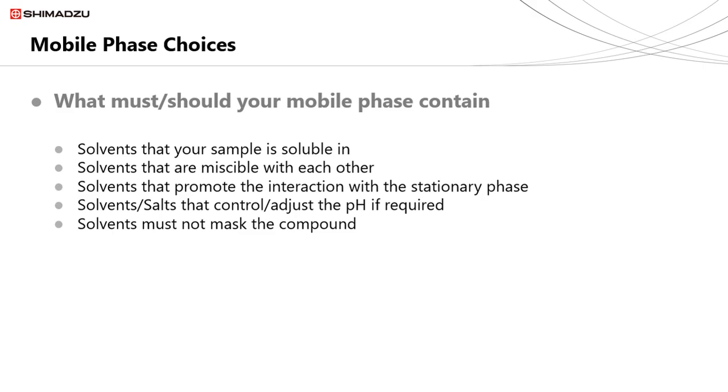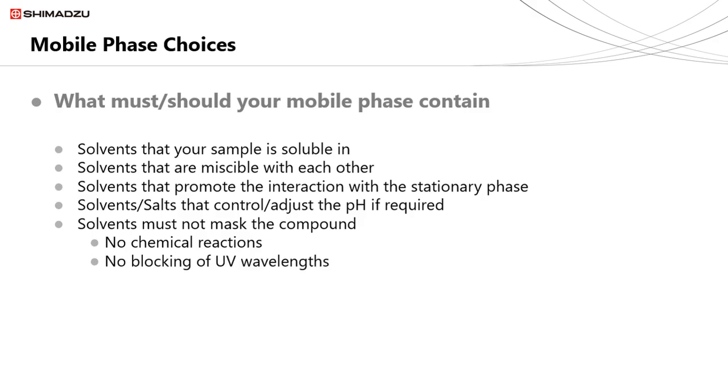Solvents must not mask your compounds. This can happen in a couple of ways. Firstly, your solvent could change your original mixture. This could be through some process such as degradation or binding. This changes the compound that you were looking at, and thus the detection will not be of the original compound but of your degradation products or bound compound.